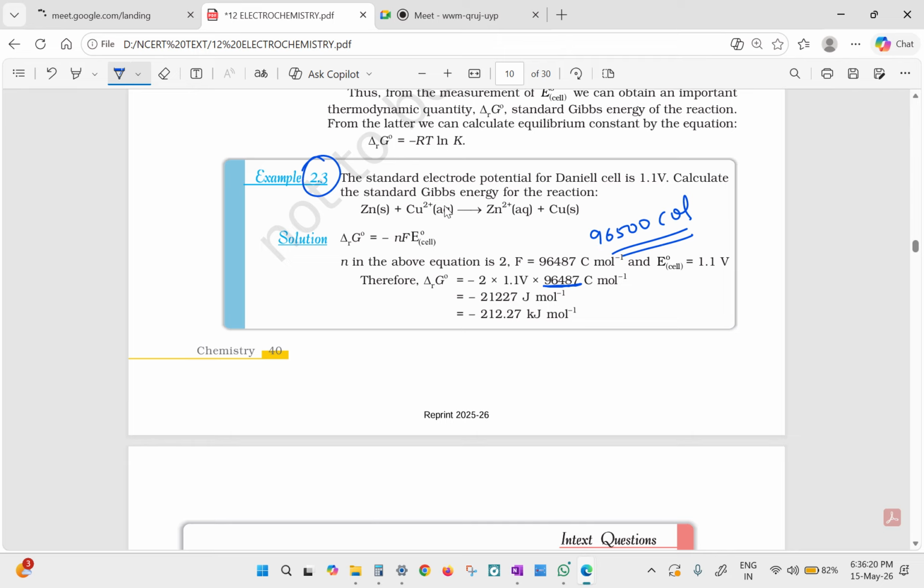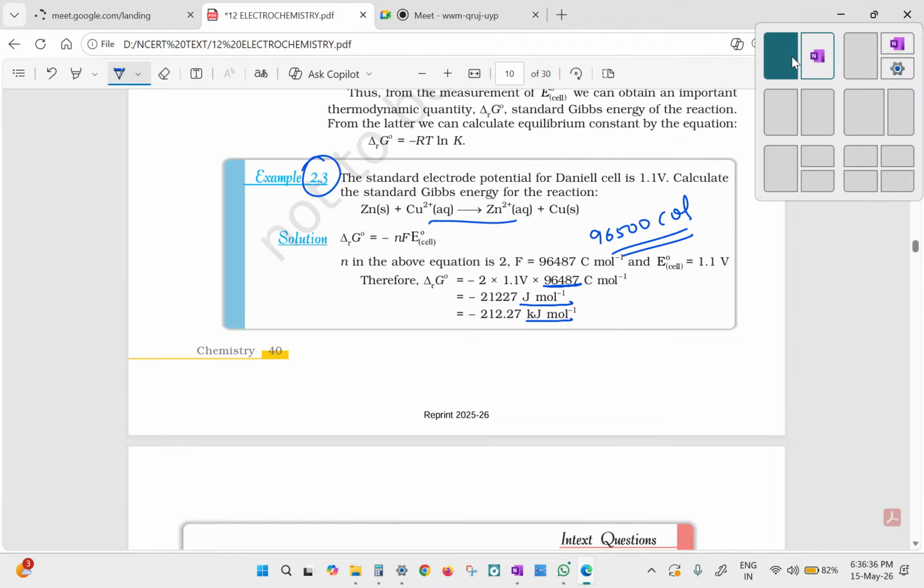And it's not a must, unless they ask you, to put it in kilojoules per mole. You can put it in joules per mole. If they ask you to put it in kilojoules per mole, you do it. Otherwise, not required. Clear? Simple problems? Yes, ma'am. Okay.